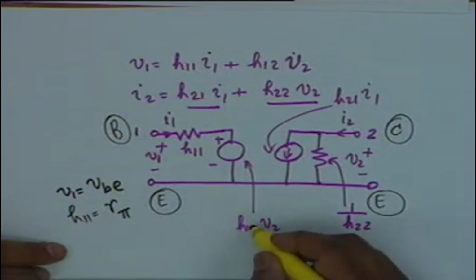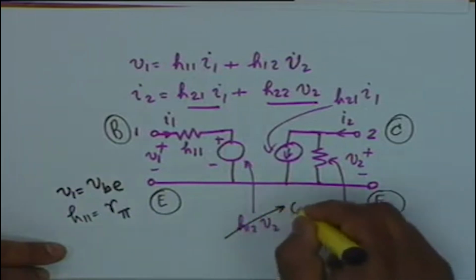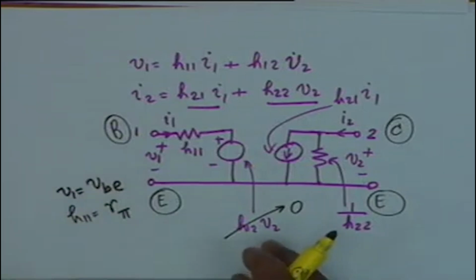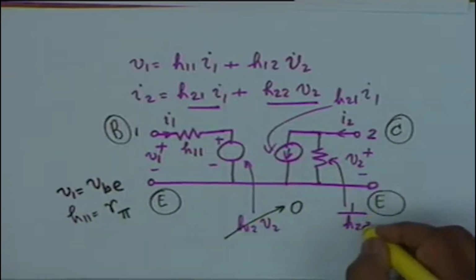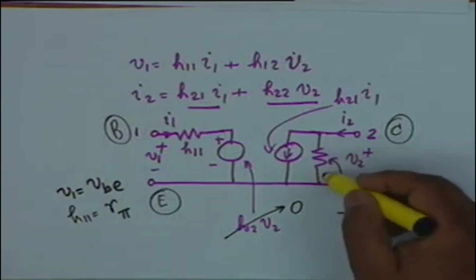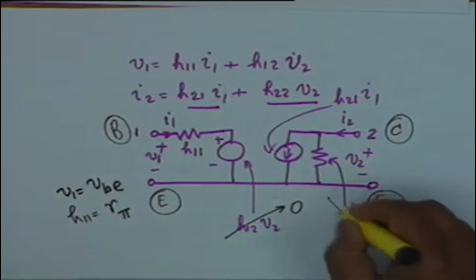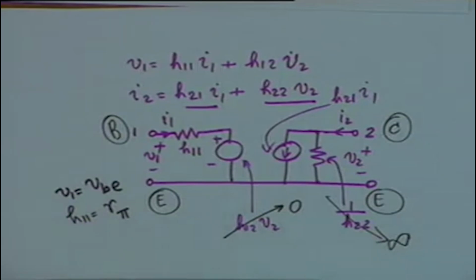H12 is usually a very small quantity, 10 to the minus 3 is a typical value, and therefore we usually ignore it. All right, H12 is usually ignored. Similarly, H22 is a very small quantity, so that this resistance is very large and therefore should be put equal to infinity. That is, this resistance one can do without, all right.